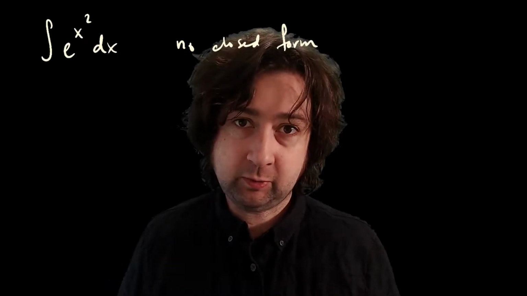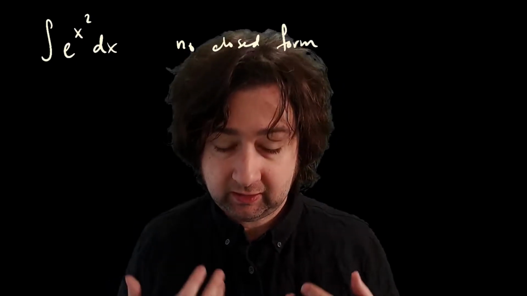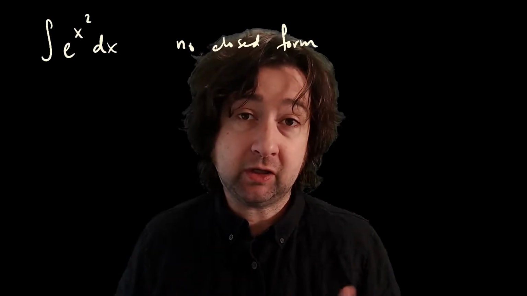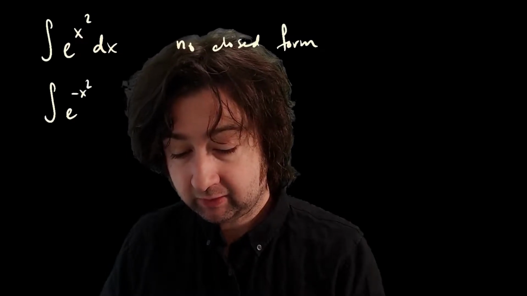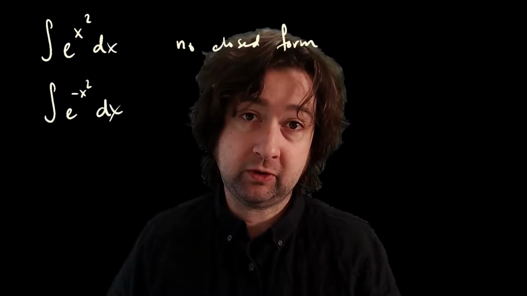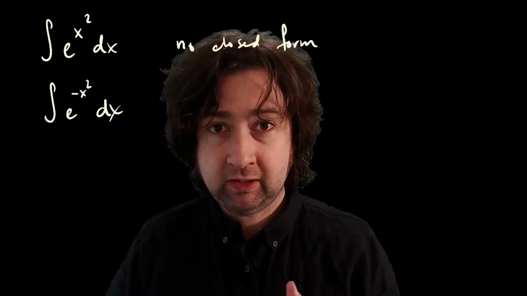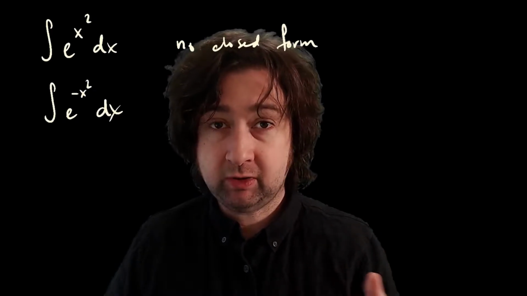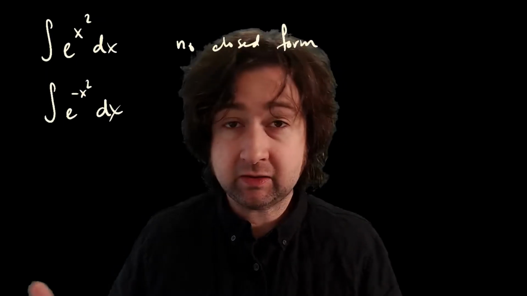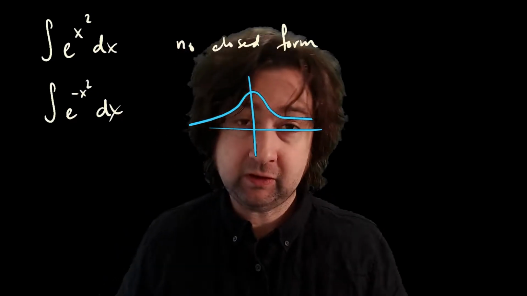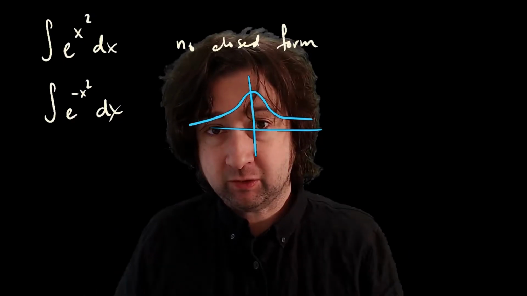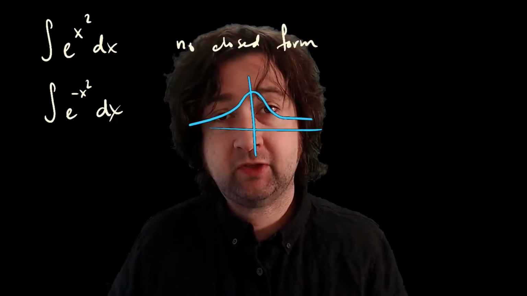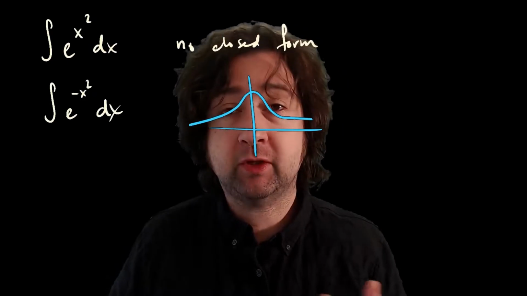E to the x squared is a super nice function. It's very smooth, and I can make it into a function that's very common as well just by writing down the integral of e to the minus x squared. Likewise, this doesn't have a closed form for the integral, but this function, e to the minus x squared, is one of the most commonly used functions in all of mathematics. It's the basis for the bell curve. If you plot it, it looks like this. It's infinitely differentiable, and it's super smooth. So it's integrable, and its integral is nice. It just doesn't have an integral that you can write down in terms of elementary functions.